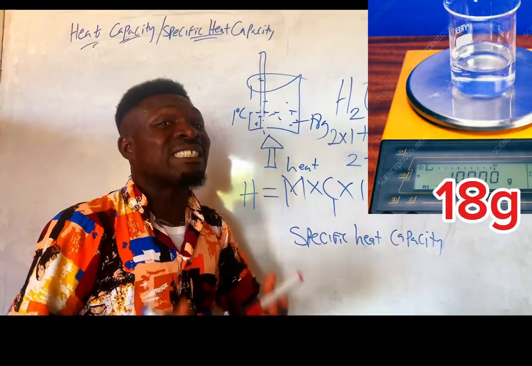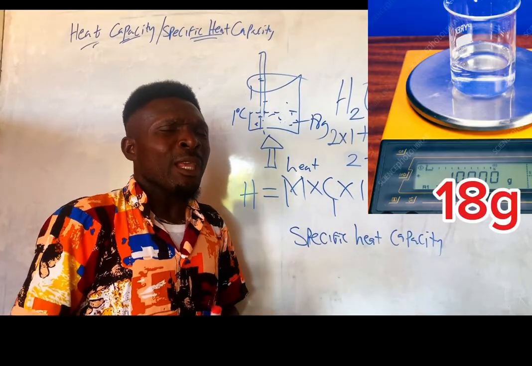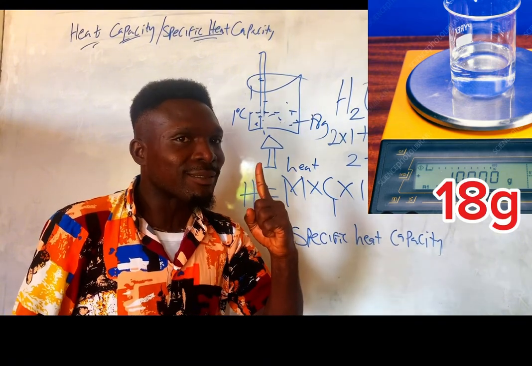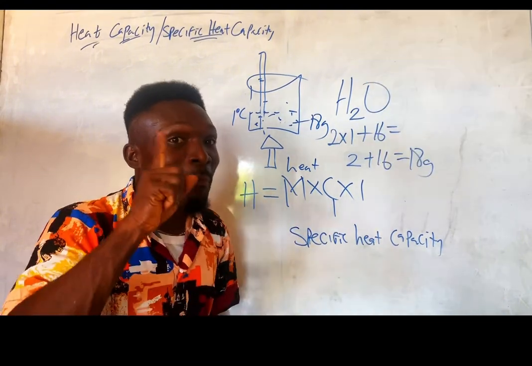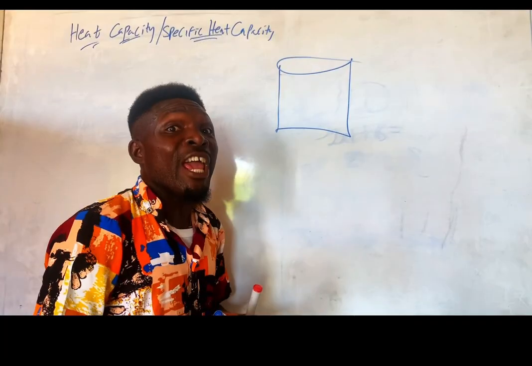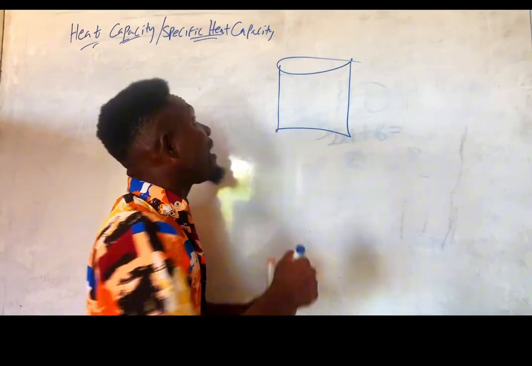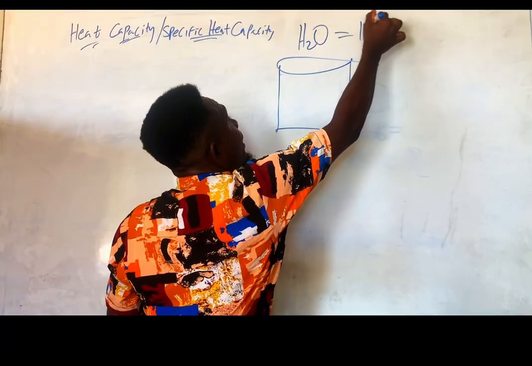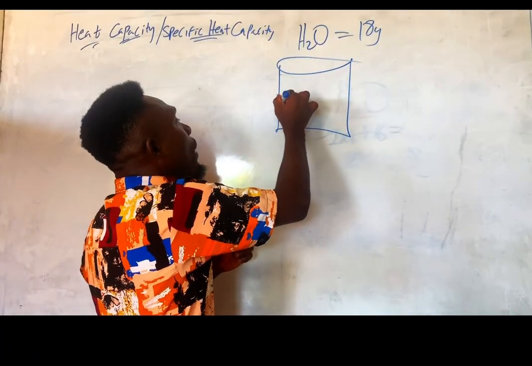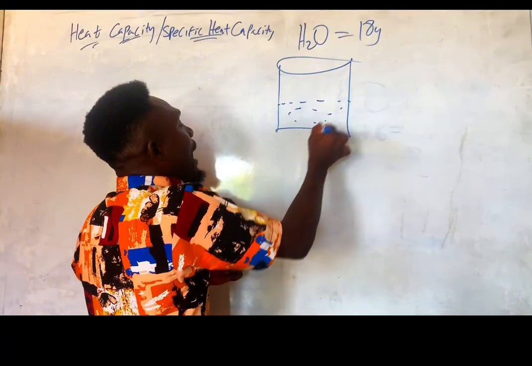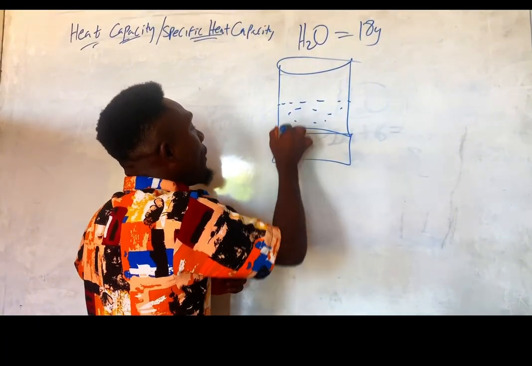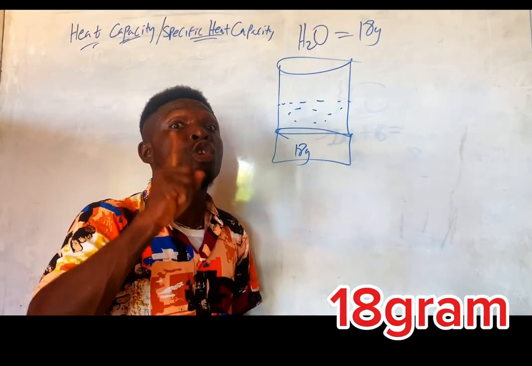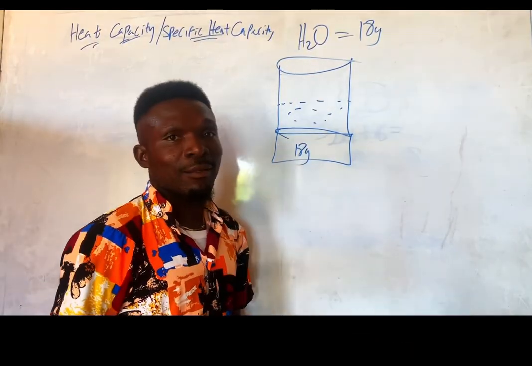Now, when we are dealing with specific heat capacity, it means the quantity of heat required to raise a unit mass of a substance by 1 Kelvin. Now, I want to measure a unit mass of water. Remember, a unit mass of water weighs how many grams? 18 grams. So I'll put my water inside this container and I must weigh it. The weight of this water must be what? 18 grams. If it is 18 grams, it means it's a unit mass of water.